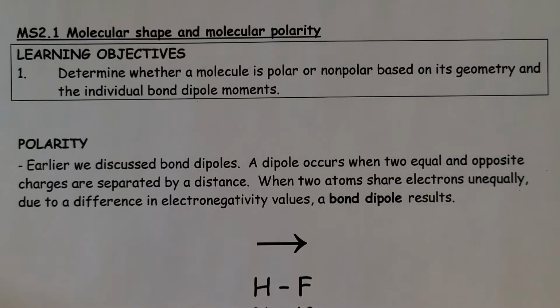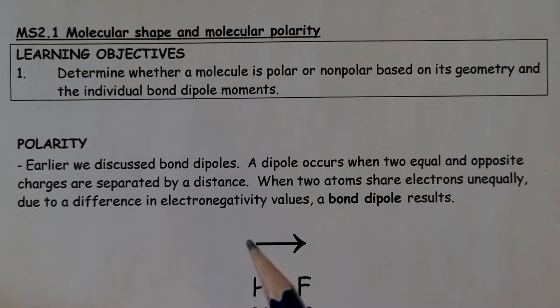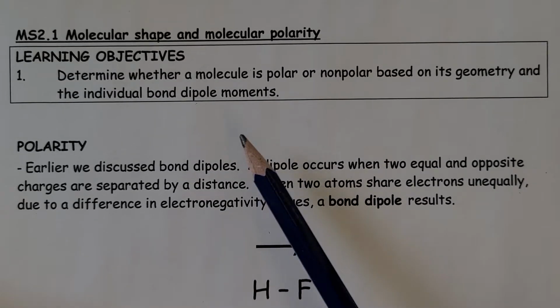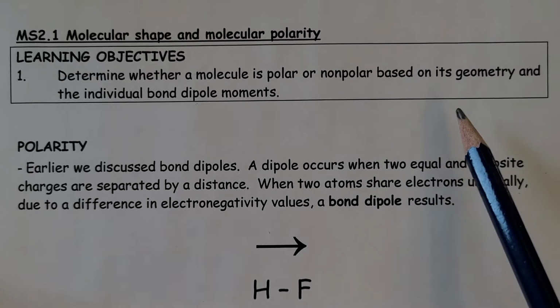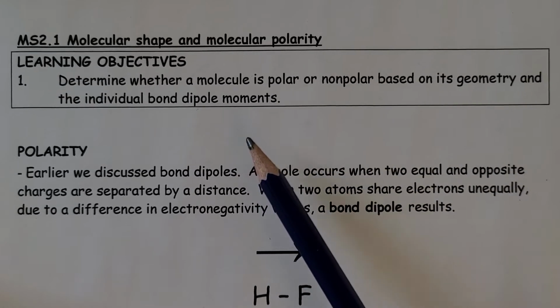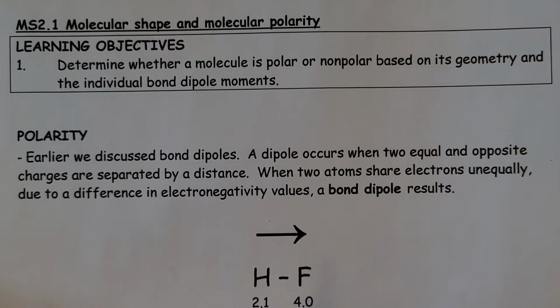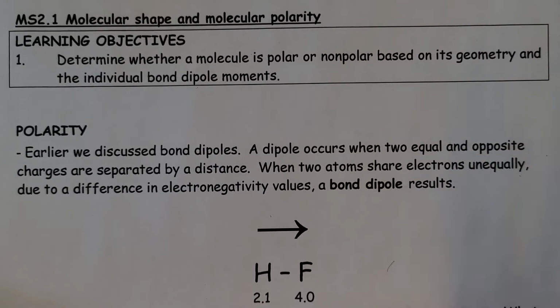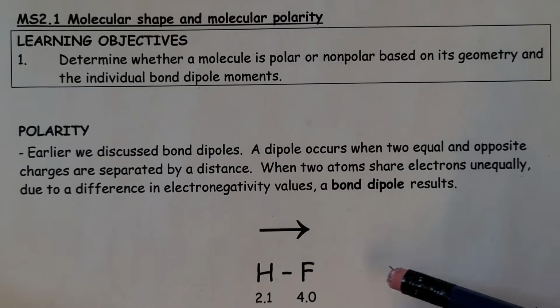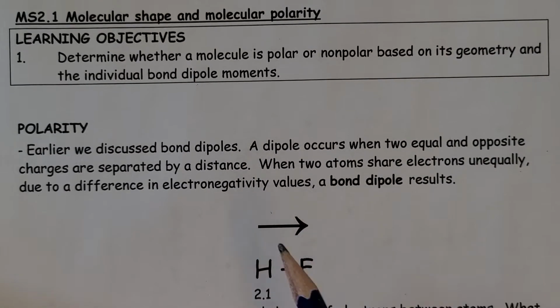Welcome back, Chemistry 30. This is the MS2.1 molecular shape and molecular polarity section. Determine whether a molecule is polar or nonpolar based on its geometry and the individual bond moment. So we take what we did with MS1.7 and we are simply adding one more thing onto there, and that's determining whether or not a molecule is polar.